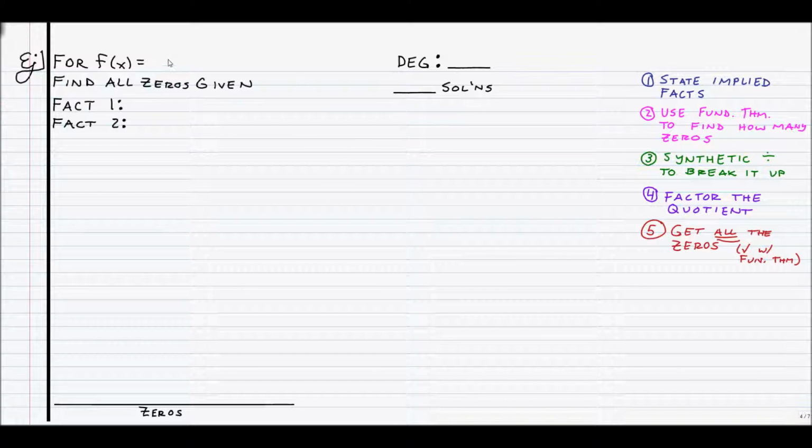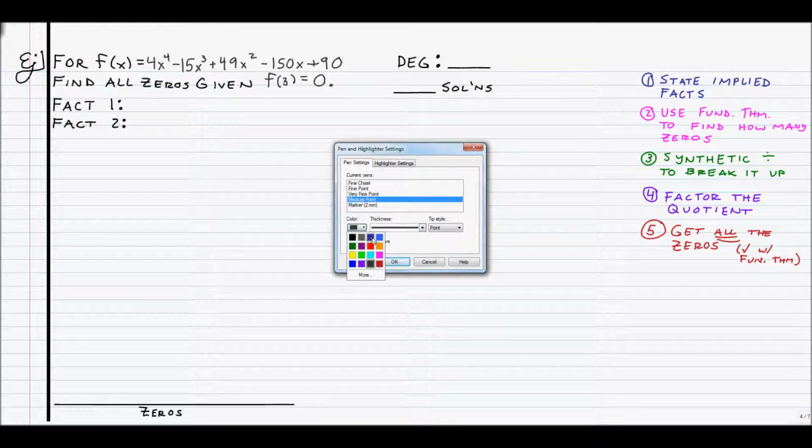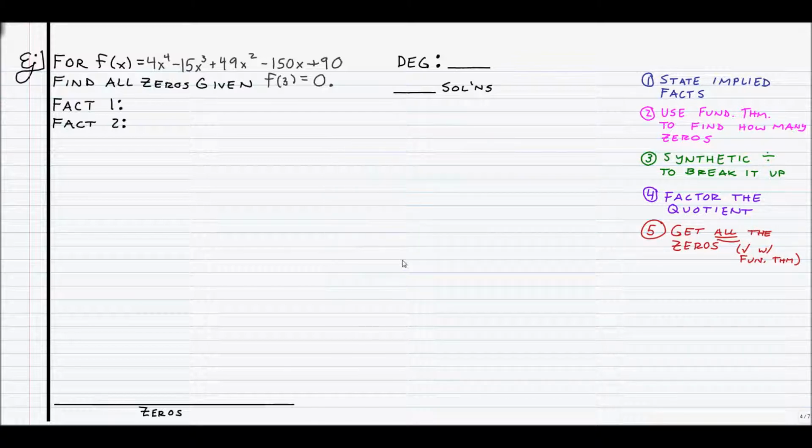So here we go. Our f of x this time, let's go to the 4th power. Let's make it a little old quartic. 4x to the 4th minus 15x cubed plus 49x squared minus 150x plus 90. And then let's use the fact that we're given that f of 3 equals 0. So there is all our information that we'd be given. There's basically our problem. So take a second to copy it down.